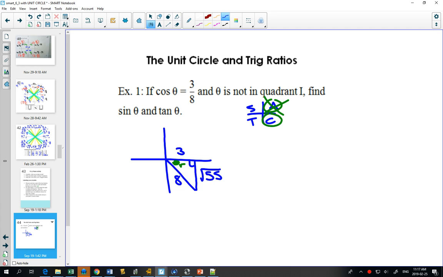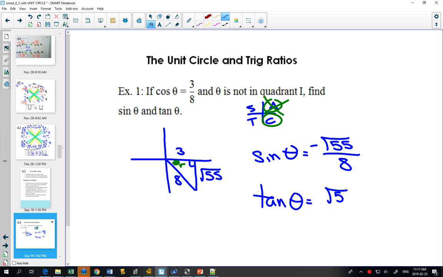So find sine of theta. Well, sine of theta is opposite over hypotenuse, and because it's in quadrant 4, sine is negative. Find tan of theta. Well, tan of theta is opposite over adjacent, and because it's in quadrant 4, it's negative. So if you know the quadrant and you know one of the trig ratios, draw a triangle to figure it out.